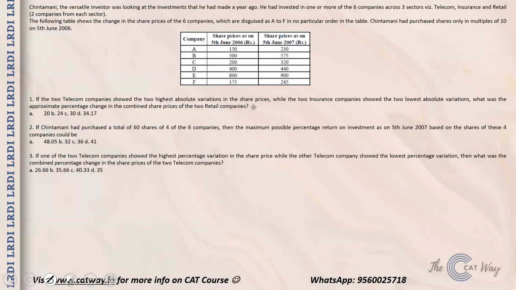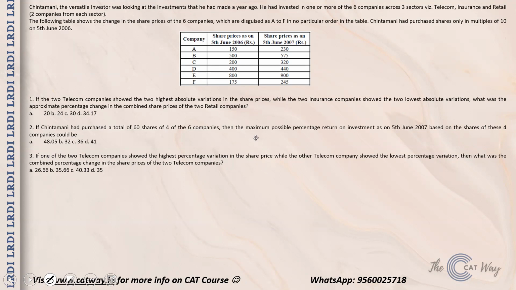And Chintamani had purchased shares only in a multiple of 10 on 5th of June 2006. All right, guys. So this is what has been given to us. Okay, I cannot see anything that we can do over here, right? So let's move to the questions that we have.